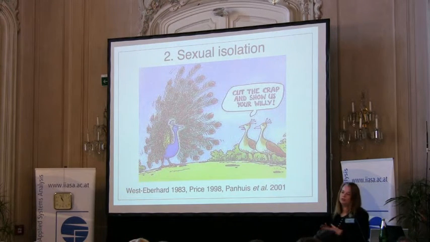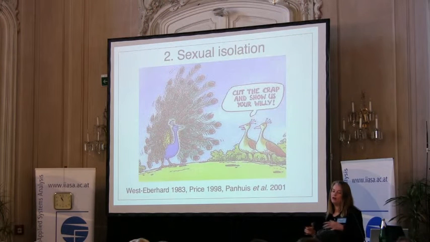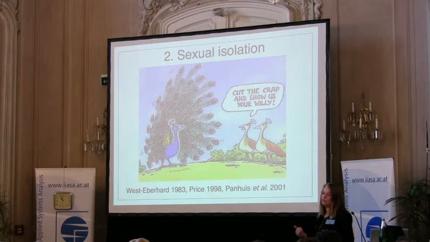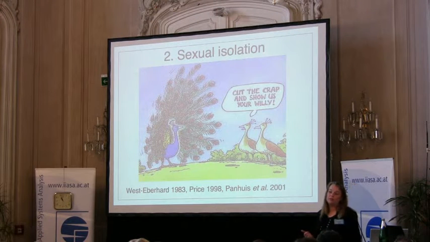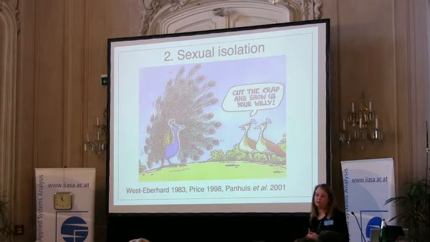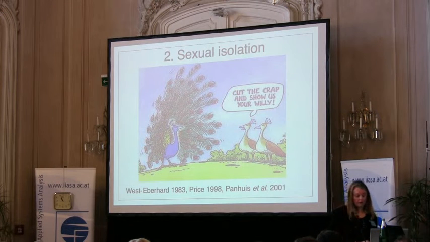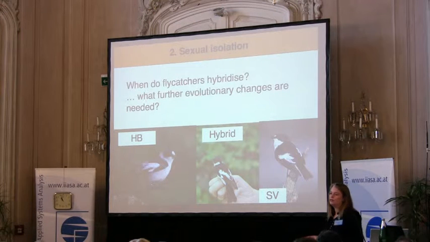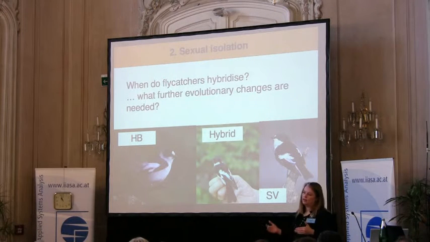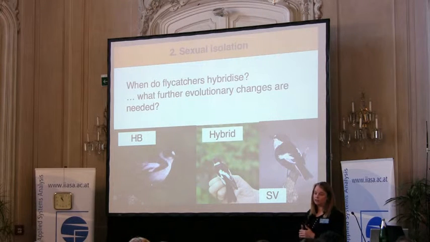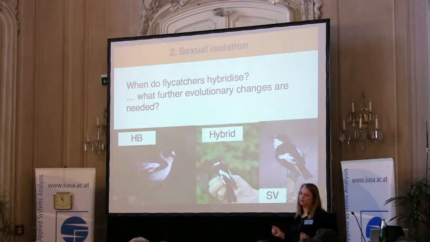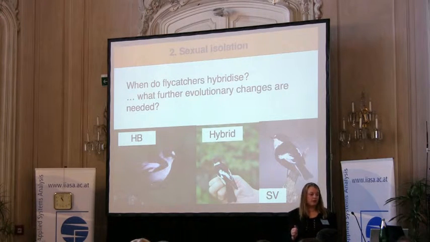Okay, so if we move on to the next component, the evolution of sexual isolation through sexual selection on different types of traits. Sexual selection by itself could be important for the buildup of reproductive isolation, or in combination with ecological divergence. We can use the flycatcher system because they are still hybridizing, so we can ask ourselves what type of traits need to change in order to have complete sexual isolation evolving between these two species.